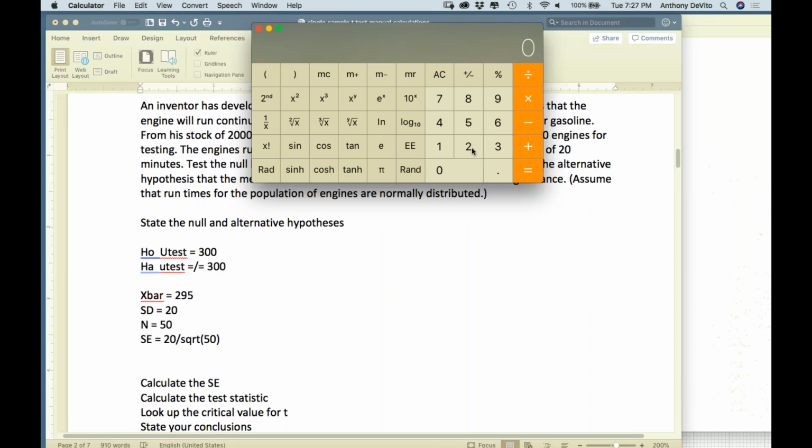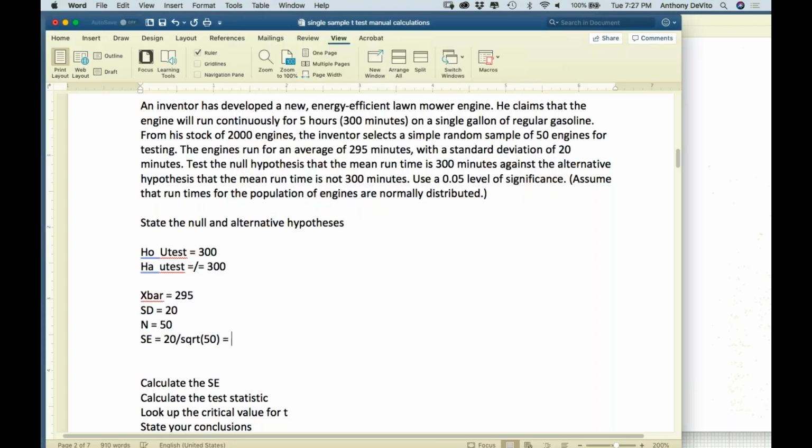Okay, let's see. 20. Oh, let me do the square root of 50 first. That's wrong. Let me clear everything out first. 50 square root. That's it. And 20 divided by the square root of 50, I get 2.82. 83. I'll take your word for it. I erased it. I don't remember anymore. Okay, so 2.83, that's my standard error.